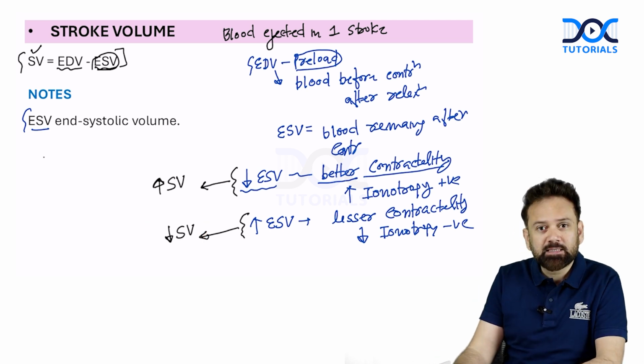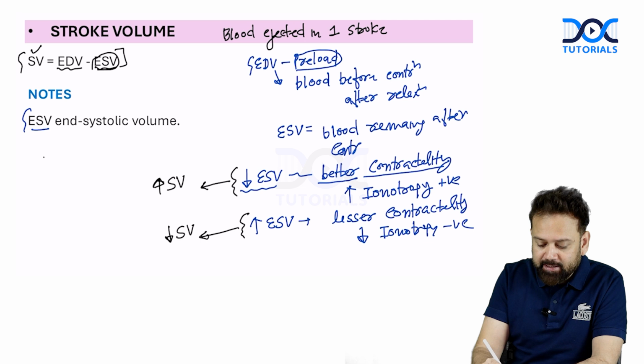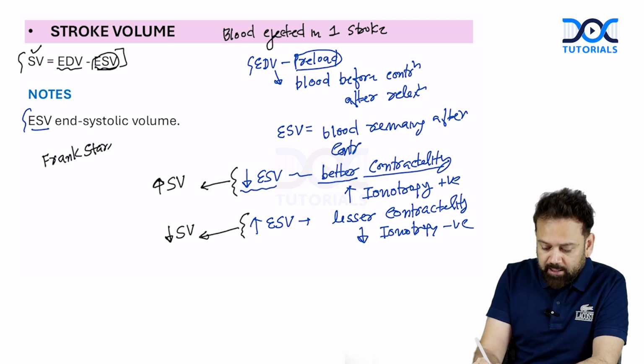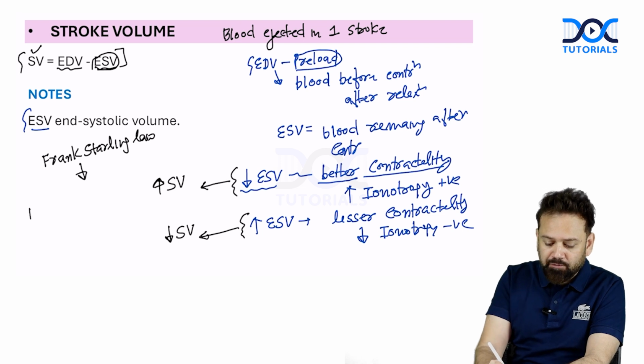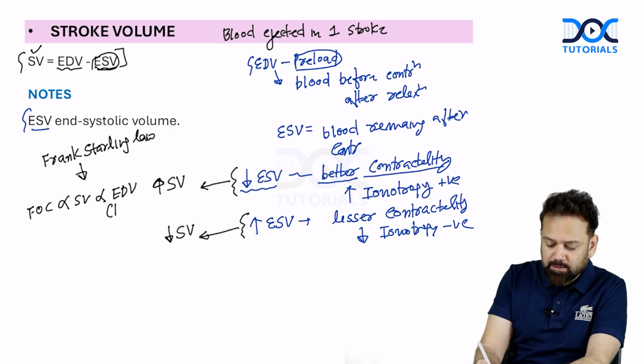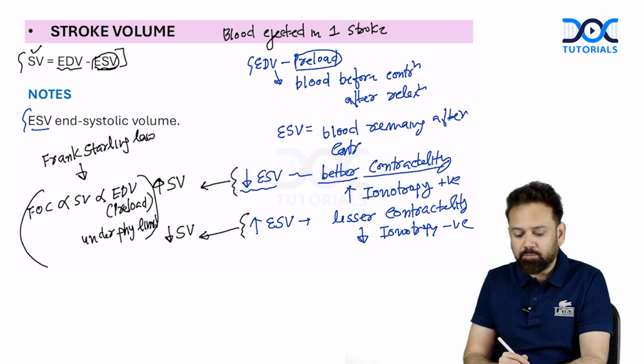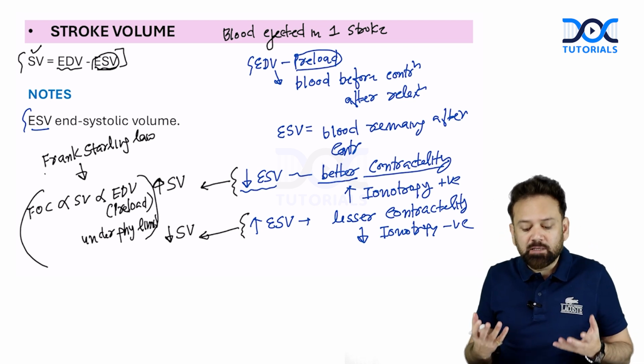Now, in the same setting, we can discuss Frank-Starling law. I will discuss it again, but because we are in the mood of understanding end diastolic volume: force of contraction is proportional to what? Stroke volume will be proportional to end diastolic volume, or you can say simply preload, under physiological limit. Only up to a certain limit, stroke volume will be increased by preload. So more is the preload, more is the force of contraction.